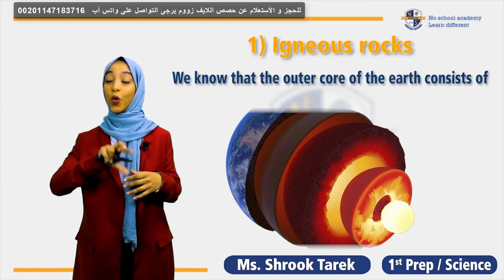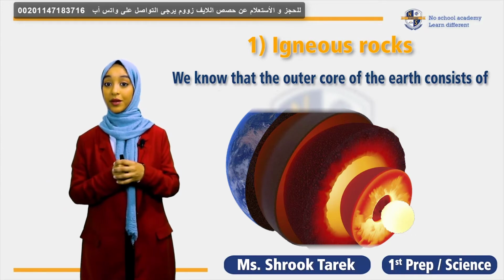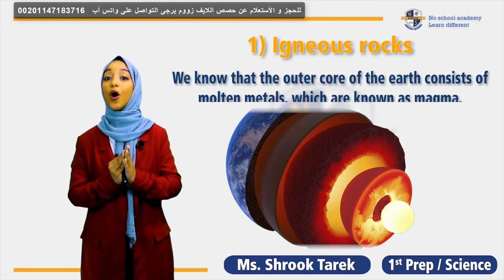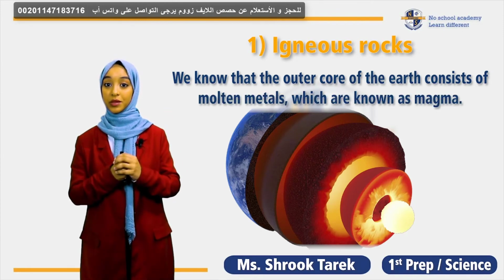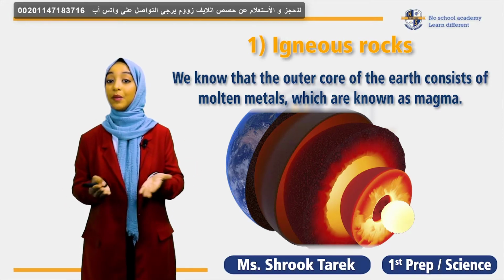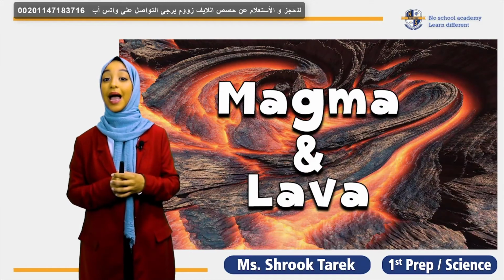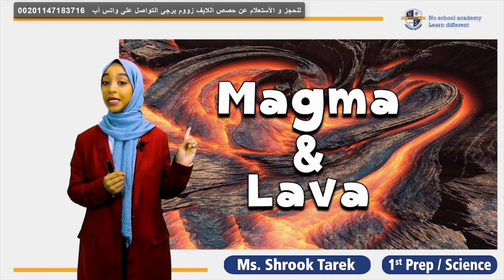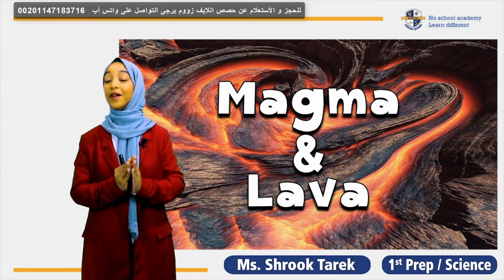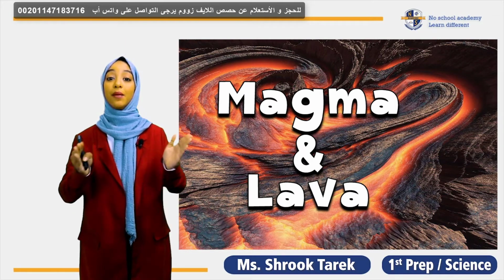هنتكلم أكتر عن الكور. The outer core of our earth is made up of molten materials known as magma. طيب هل في فرق ما بين magma and lava? Yes. Actually you can see the difference in this coming photo. يبقى إيه الفرق ما بين الماجما and lava؟ خلينا نبدأ نتكلم أكتر عن الماجما.